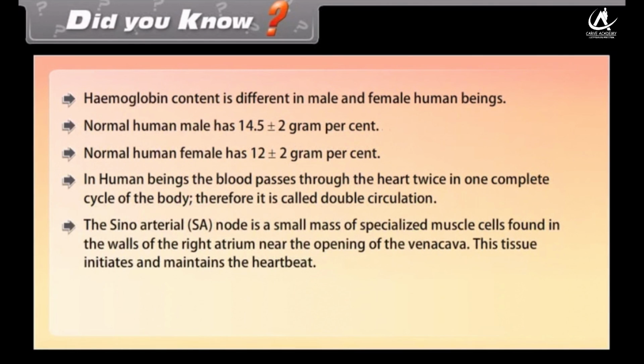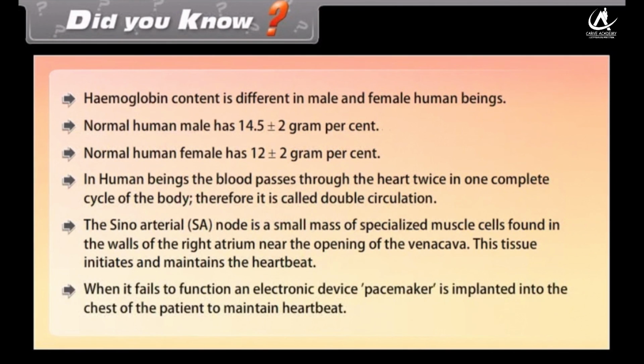The sinoatrial SA node is a small mass of specialized muscle cells found in the walls of the right atrium near the opening of the vena cava. This tissue initiates and maintains the heartbeat. When it fails to function, an electronic device, a pacemaker, is implanted into the chest of the patient to maintain heartbeat.